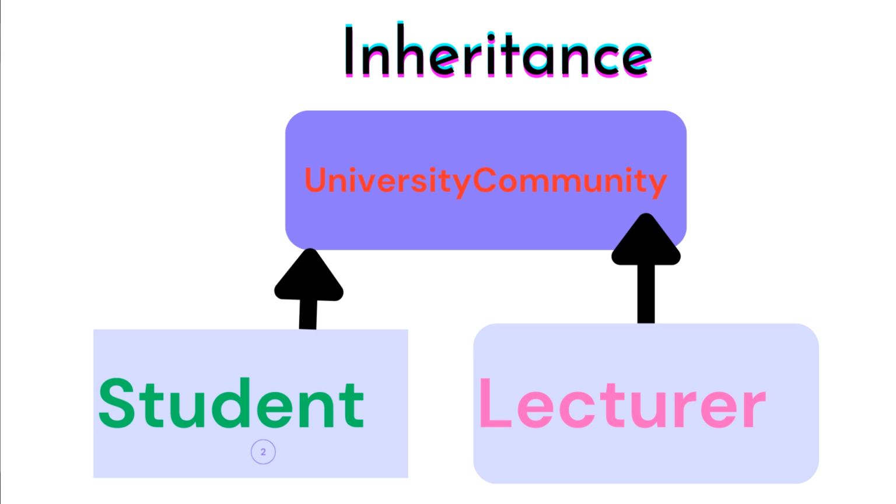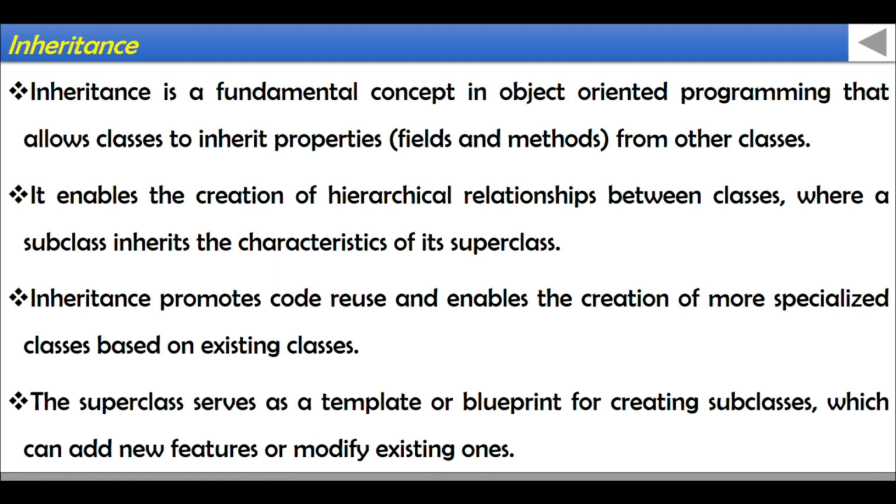Welcome. Today we're going to see about inheritance. Inheritance is a fundamental concept in object-oriented programming that allows a class to inherit properties and methods from another class. So it enables us to have a hierarchical relationship between classes where a subclass inherits the characteristics of its superclass.